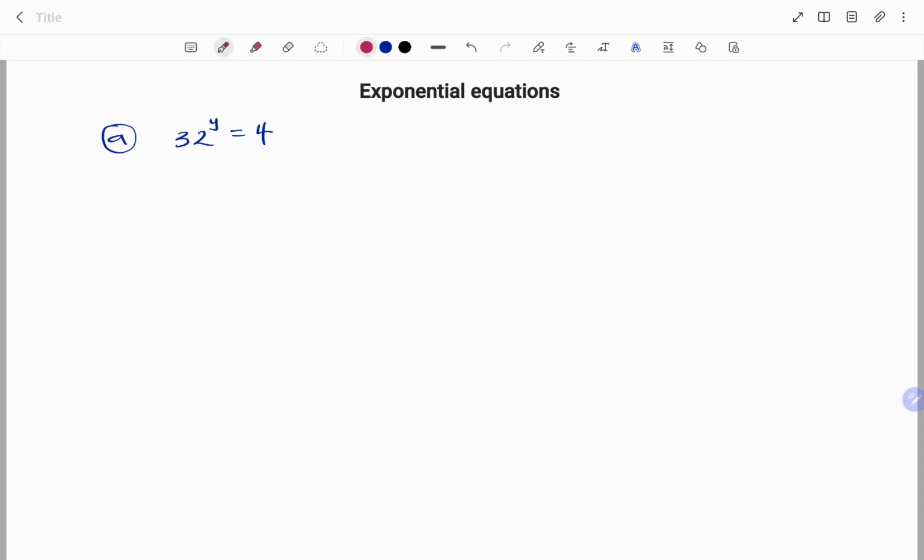In the first example, we have 32 to the power of y equals 4. Before we can solve for y, we need to use prime factorization to reduce the two bases. We have 32 equals 2 times 2 times 2 times 2 times 2, which is the same as 2 to the power of 5. And 4 equals 2 times 2, which is the same as 2 to the power of 2. Substituting back into the equation, we have (2 to the power of 5) all raised to the power of y equals 2 to the power of 2.